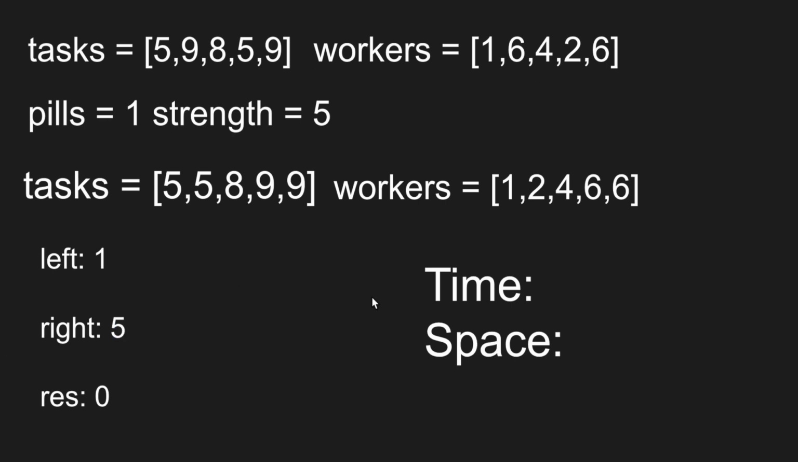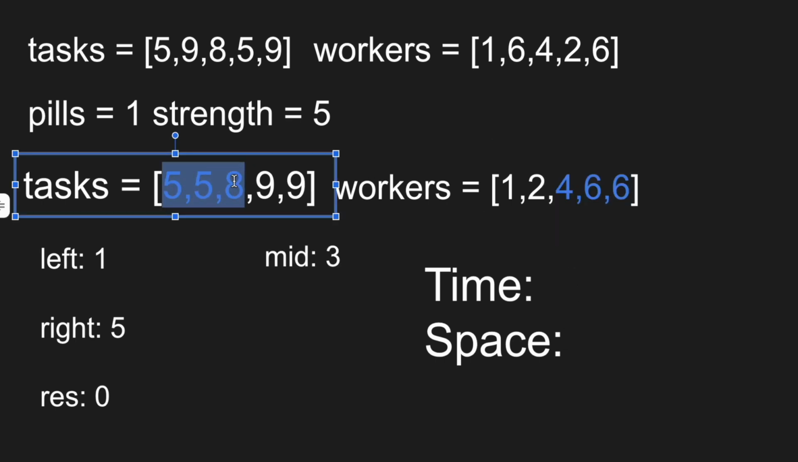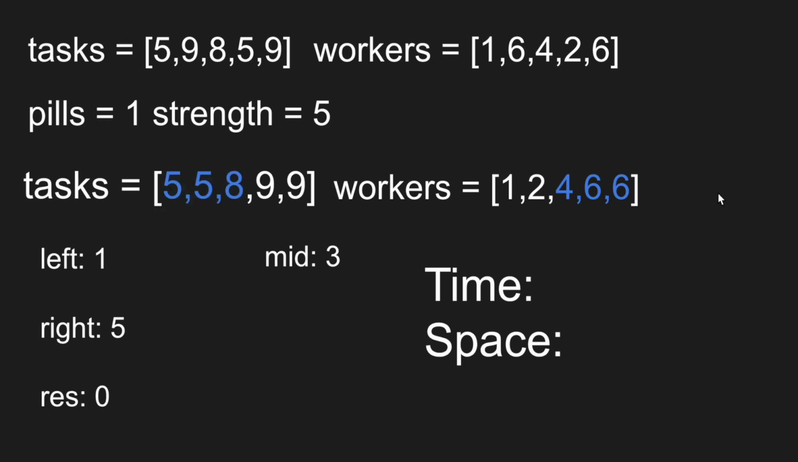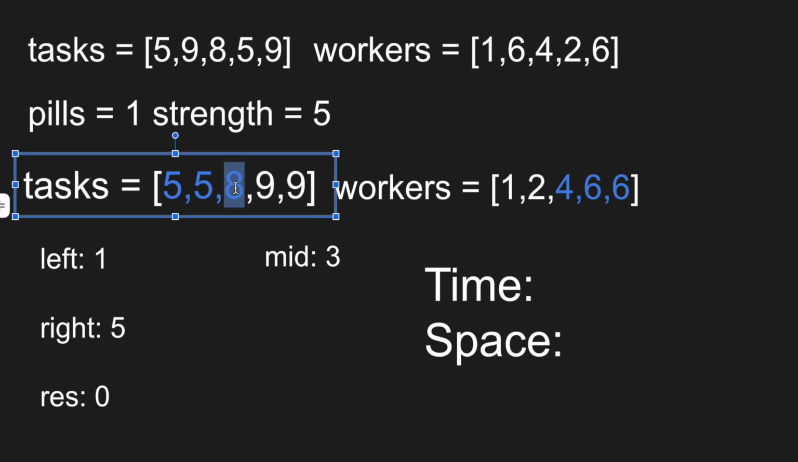Right now the middle is 3, so let's first set it to 3. Now we want to see if the 3 strongest workers can complete the 3 easiest tasks. The algorithm we will use is to always start with the strongest available worker and see if it can do the hardest task. If it cannot, then we see if we have any pills available. If not, then we return false.